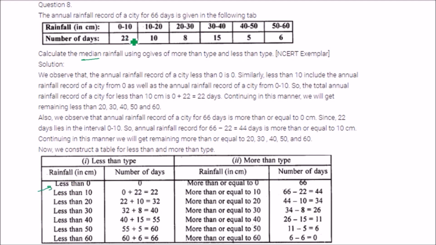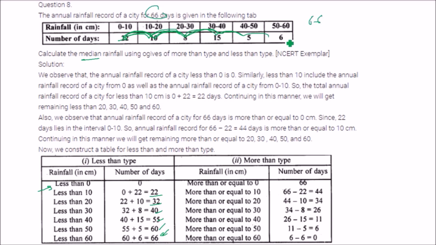So this is 22. We'll start with 0. This is 22, 0 plus 22. Then 22 plus 10, that is 32. And 22 plus 10 plus 8, that is 40. 22 plus 10 plus 8 plus 15, which is 55. 22 plus 10 plus 8 plus 15 plus 5, which is 60. And 22 plus 10 plus 8 plus 15 plus 5 plus 6, this is going to be 66. This is less than.